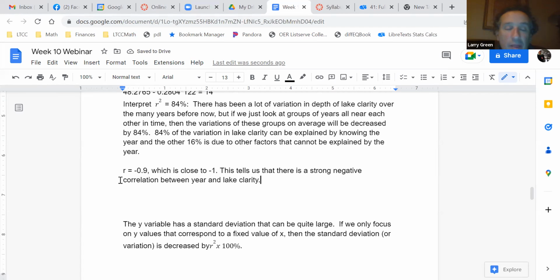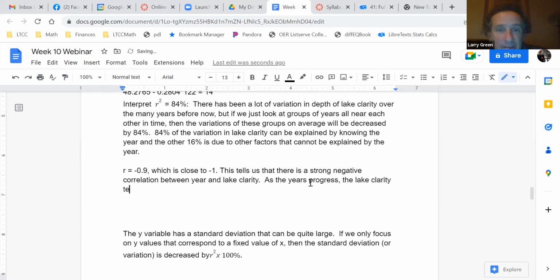So one thing r gives you that you can't get from r squared is the fact that it's negative. We know it's a negative correlation. So as the years progress, the lake clarity tends to decline. Any questions on that?